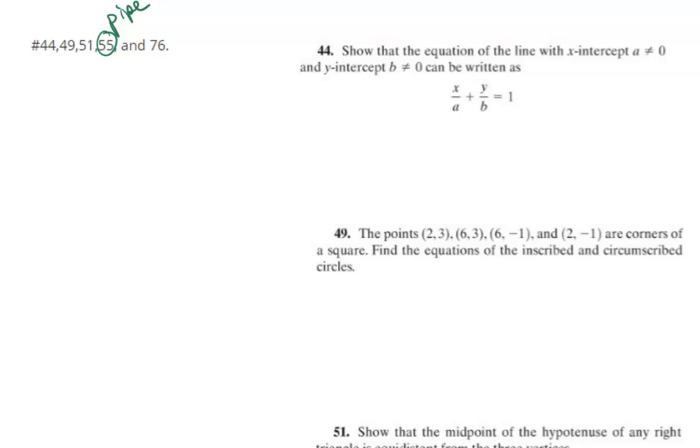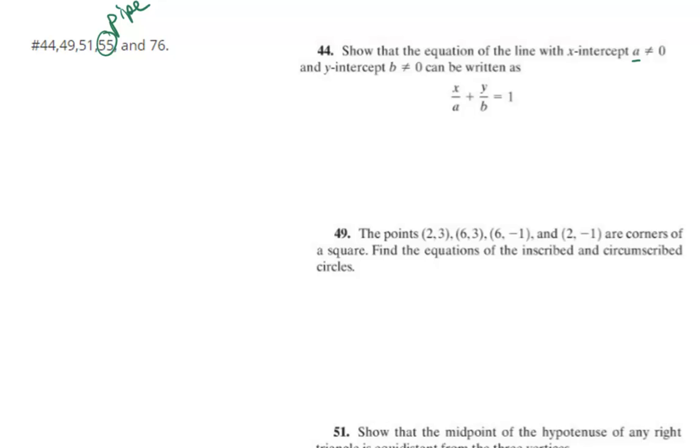Okay, so for number 44, we want to show the equation of a line with an x-intercept. The way that this is written here, it means that the x-intercept is a, and it's specifying that a is not 0, and then the y-intercept is b, which is not 0. So it's kind of combining two statements together when they say x-intercept a not equal to 0. That just means whatever the x-intercept is, it's not at 0.